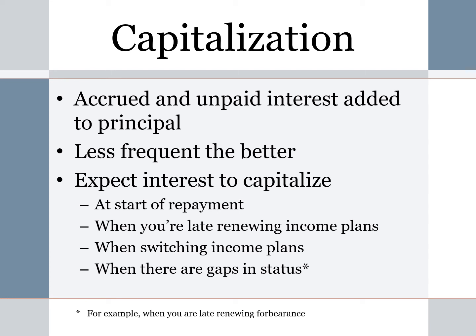Now let's talk about capitalization. Some folks refer to this as compounding. This is where the loan servicer on behalf of the lender, and in the case of your direct loans, the lender again is the federal government, takes any accrued and unpaid interest and adds it back to the original amount that you borrowed, called the principal balance. That causes the principal balance to go up. This is clearly not a good thing, and the less frequent this happens, the better. Now, a reminder, during the period of the CARES Act, there is no interest accrual on any federal direct loans.